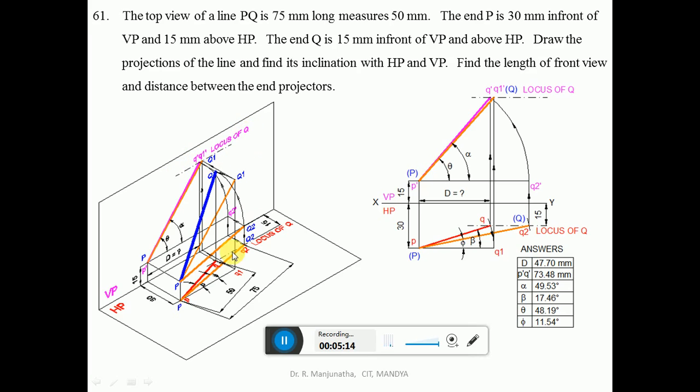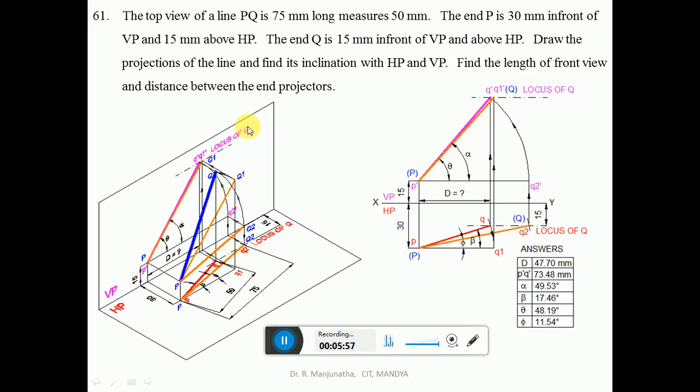So by doing so, what we are doing is, with P as center, taking the radius of PQ2, we draw an arc such that Q2 is on the end projector of this line, so that you get that point, Q, when it is projected. It cuts at this point, which becomes the Q dash. So P dash Q dash is the front view line. Join P dash Q dash with a dotted line. Once you get this Q dash, you draw the dash dot line, which is the locus of Q in the front view.